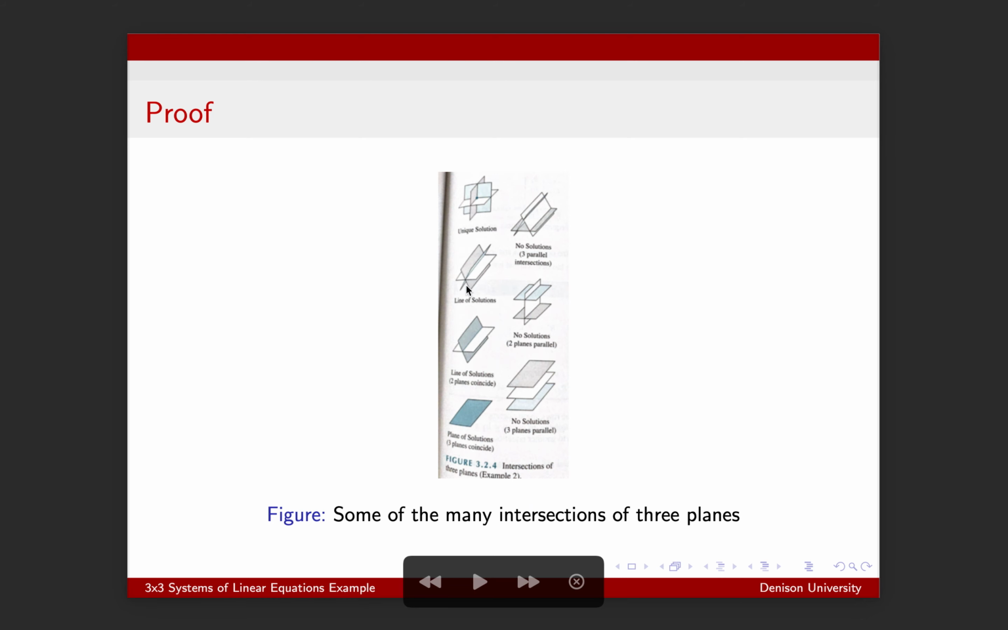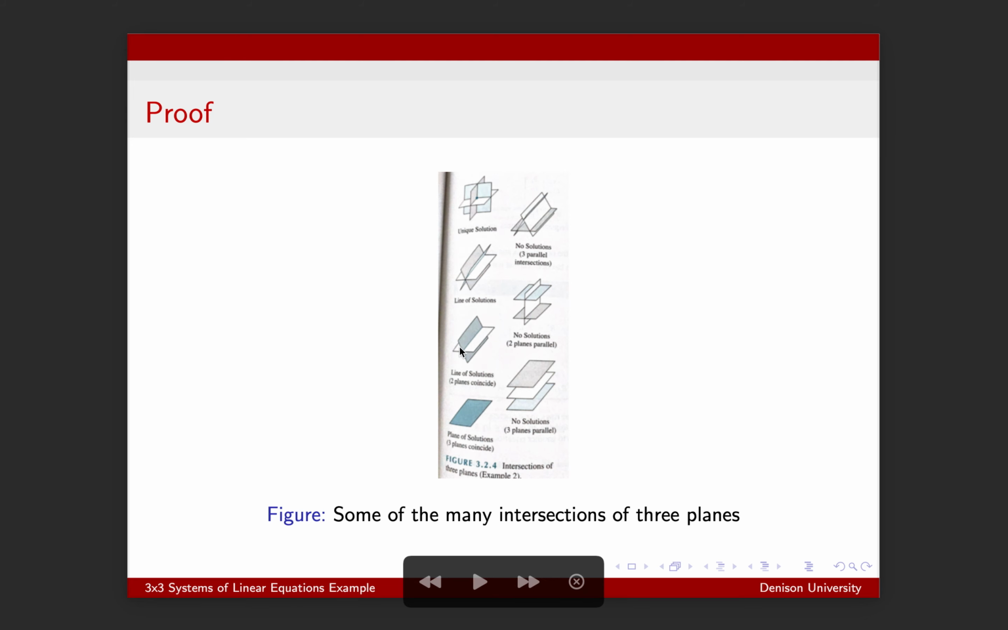Next we're going to get into what an example of many solutions looks like. This is an example of a solution that's in the form of a line. We can see that these three planes intersect at this first point that we can see, and then every other point along here is where all three planes meet.